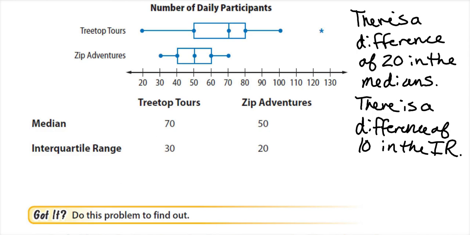Now, if you notice in this one, there's a little star on Treetop Tours over there between 120 and 130, so about 125. Okay, that's called an outlier, and an outlier is a number that's either too far from the top or too far from the bottom to actually count into the data to make it appear correctly, all right? So that's one that we just kind of throw out.